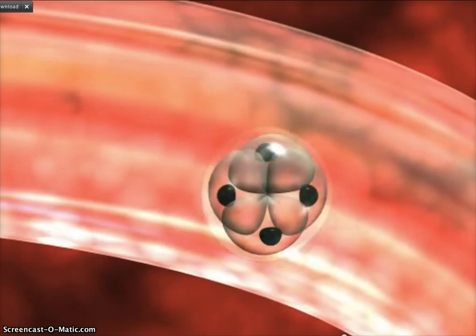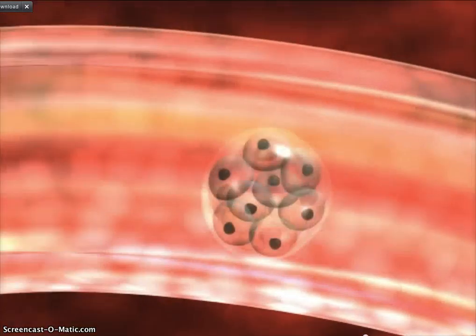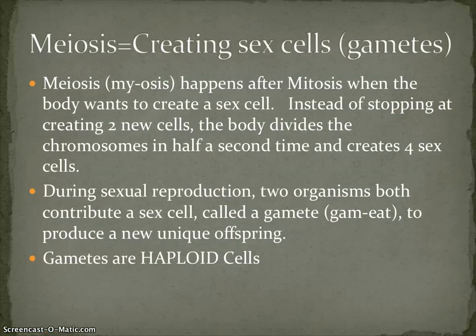Once that has happened, it will travel down the mother's fallopian tube where she will house the baby in her organs until it is time for her to give birth. This brings us to meiosis. Understand it happens after mitosis, and it's when the body wants to create sex cells.